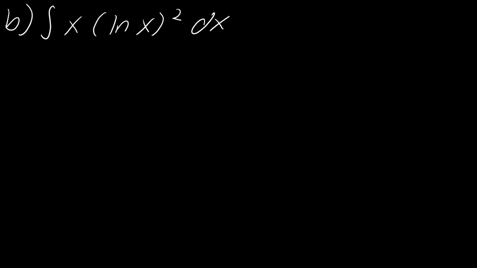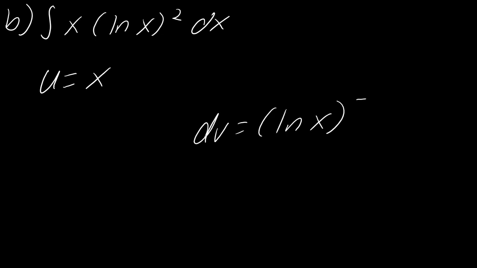So I've got x natural log of x squared dx. Okay, so this is another case. At first, looking at this, you might think, oh, I could totally do integration by parts. But if I wanted to set my u equal to x, well, what would my dv have to be? Then it would have to be natural log of x squared. Not about that life. So we've got some work to do before we can start integration by parts.